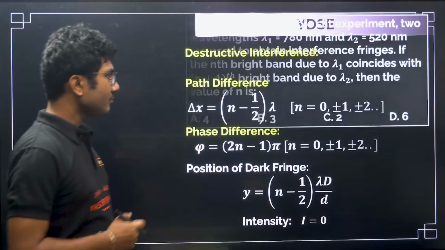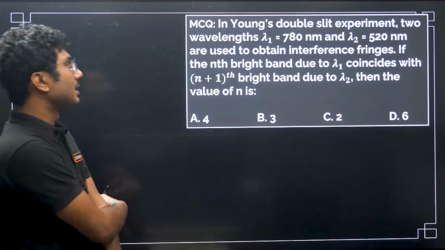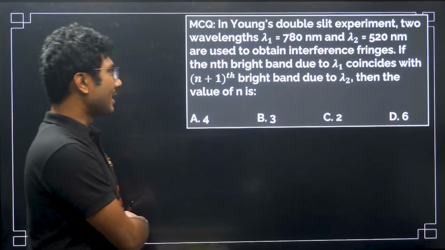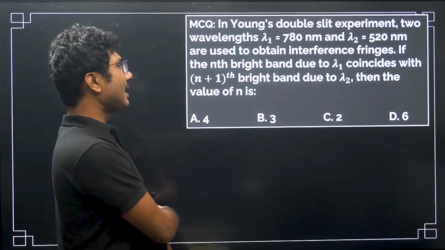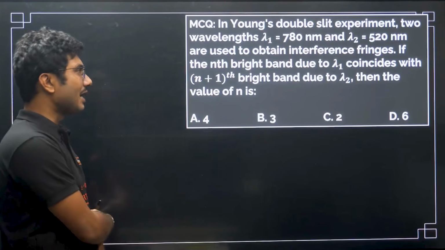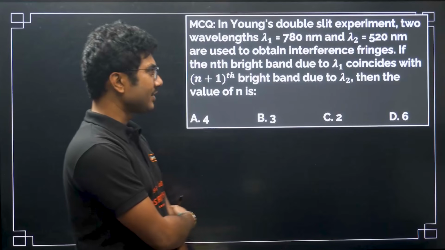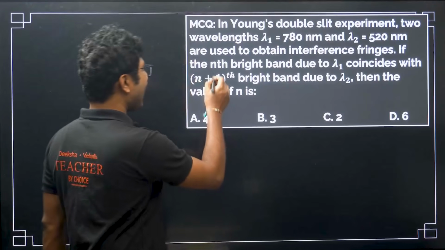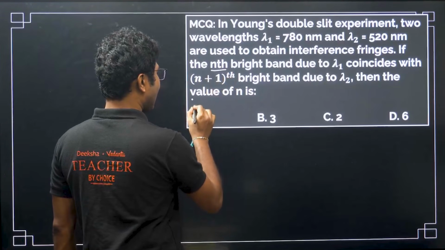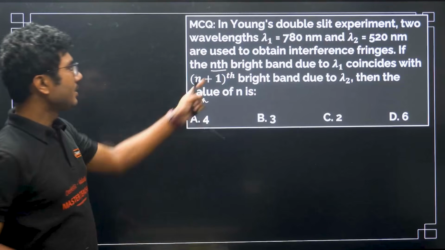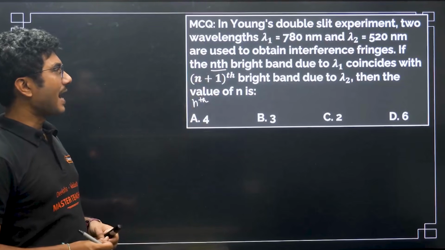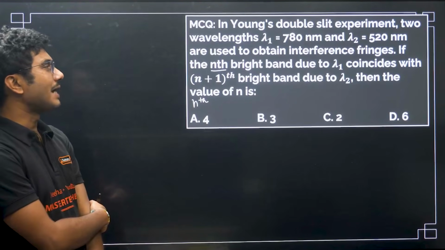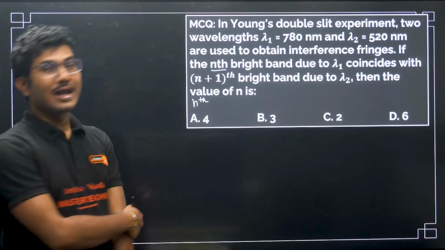Now, let us see one question. In Young's double slit experiment, two wavelengths, lambda 1 equal to 780 nanometer and lambda 2 equal to 520 nanometer, are used to obtain interference fringes. If the nth bright band due to lambda 1 coincides with the (n plus 1)th bright band due to lambda 2, then the value of n is.